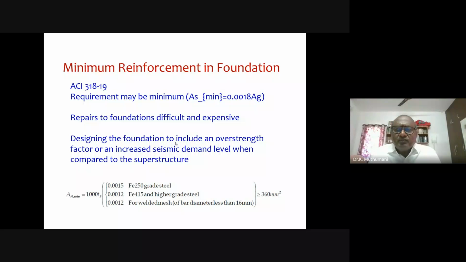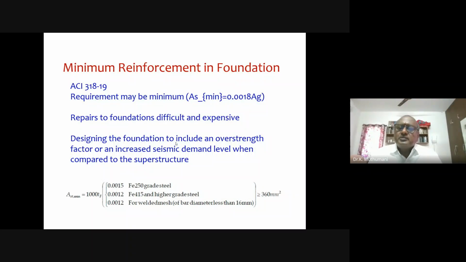So designing a foundation to include an overstrength factor or increased seismic demand level when compared to the superstructure is very important. All the earthquake forces are applied to your beams and columns, and you take care of that. But the foundation is not taken care of, except in certain cases. I am saying the seismic forces are likely to be more than whatever you design for, please understand that. So obviously there is an issue that we need to understand slightly better. That is what I want you to note. It is better in my personal opinion, even though I can't insist on this.